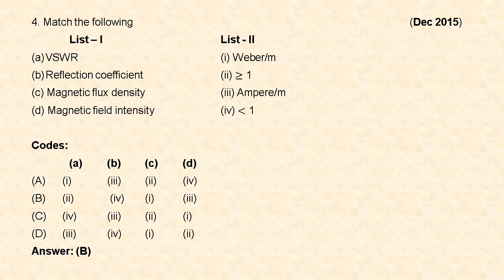Next question. This question was asked in December 2015. It is match the following type. First, voltage standing wave ratio. We know that it should be greater than or equal to 1. Next, reflection coefficient. Its value should be less than 1. Next, magnetic flux density. The unit of magnetic flux density is Weber per meter. Next, magnetic field intensity. The unit of magnetic field intensity is ampere per meter. Hence, option B is correct.